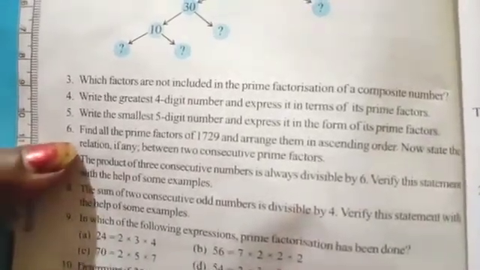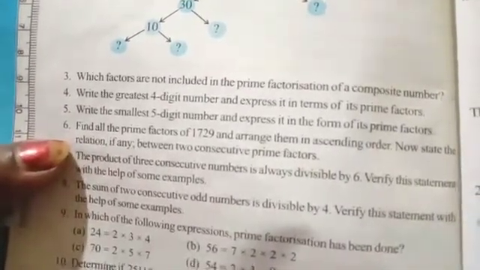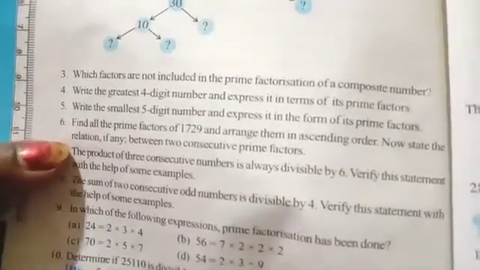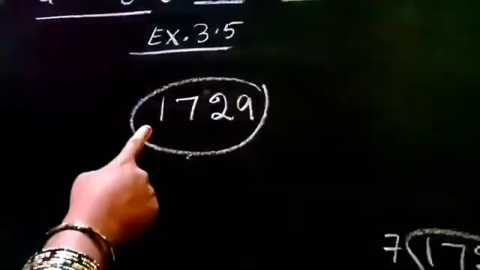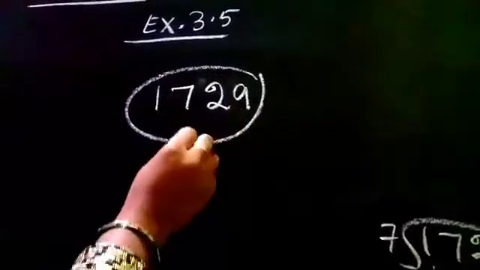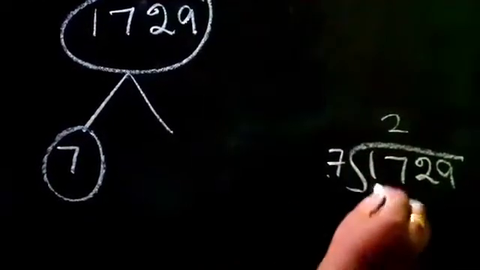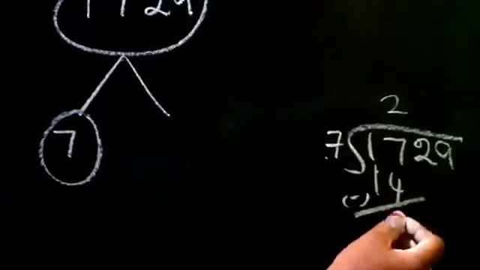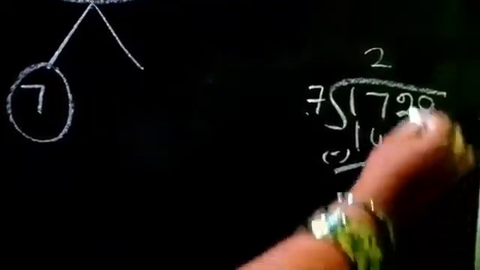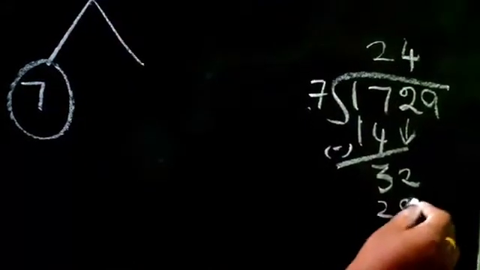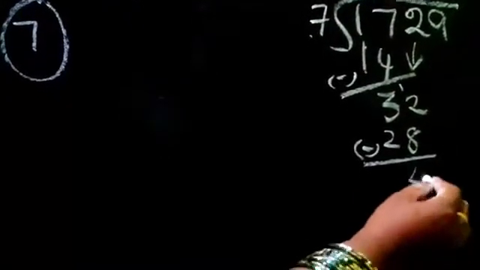Sixth one: find all the prime factors of 1729 and arrange them in ascending order. Now state the relation, if any, between two consecutive prime factors. 1729 can be divided by the 7th table. 7th table, 2 sevens are 14. If you do minus, 17 minus 14 is 3. Take this 2 down. 4 sevens are 28. Now do minus. This is 12. 12 minus 8 is 4.